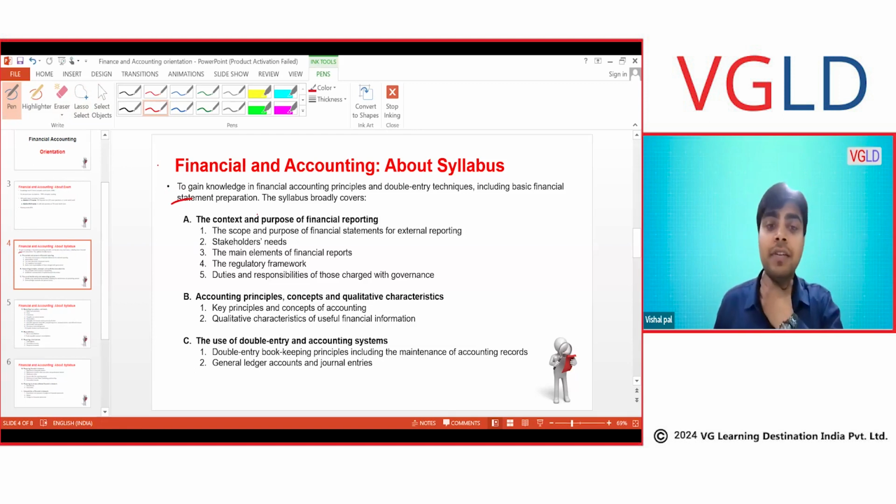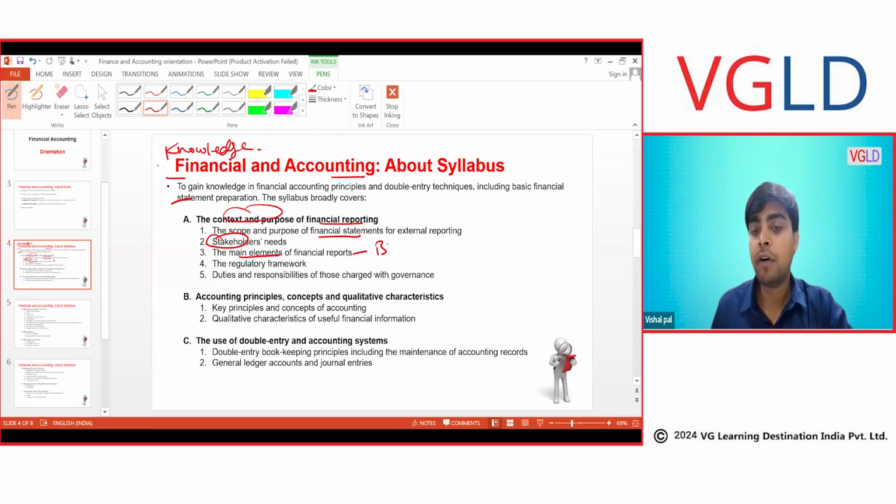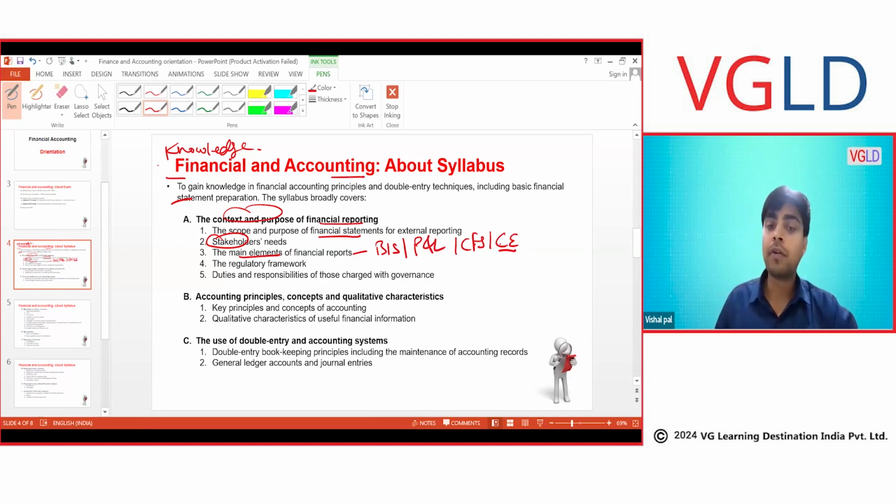So let's understand, first of all, what is the syllabus that ACCA is trying to teach us in the financial accounting subject at knowledge level. So this subject is at your knowledge level, so here we will be understanding the fundamentals. What are the fundamentals? Like what is financial reporting? What is the purpose and context? When I say context and purpose, what it means is for whom we prepare the financial statements. Who are the stakeholders? What are the main elements? Like many of you have already answered: balance sheet, profit and loss, cash flow statement, changes in equity. Many of you might already be familiar with this, but some of you may not. So that is what we will be learning here.